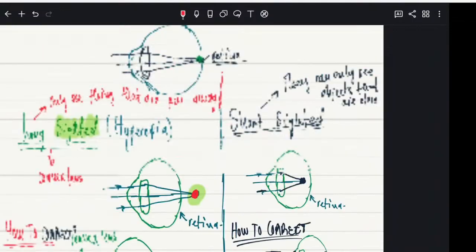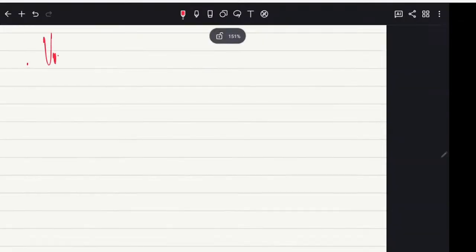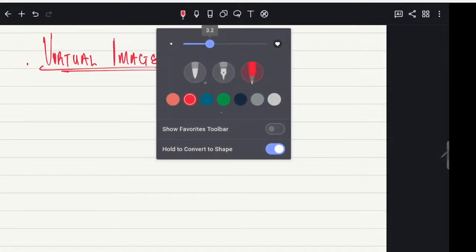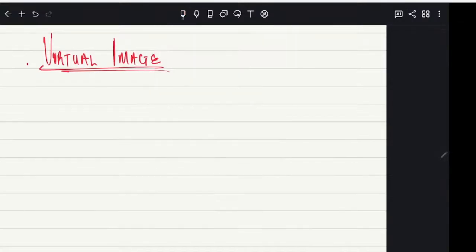Now, when we say virtual image, that's a totally different game now. When we say virtual image, are you writing with me? Hello? Let's finish it. We want to finish this once and for all.